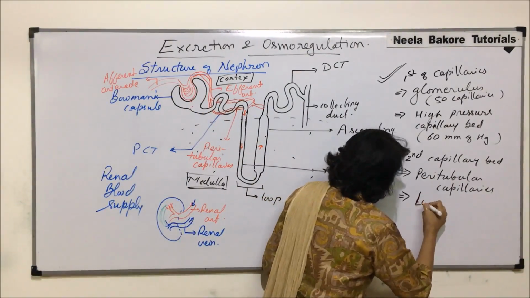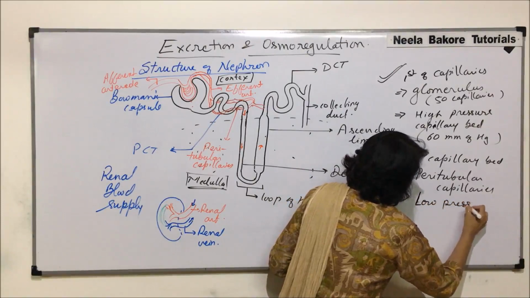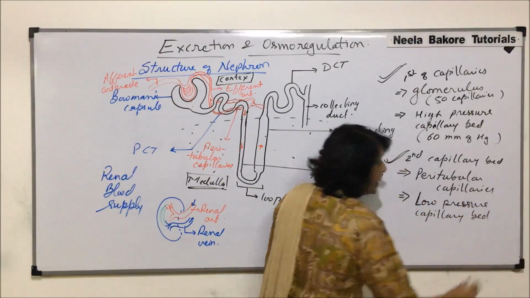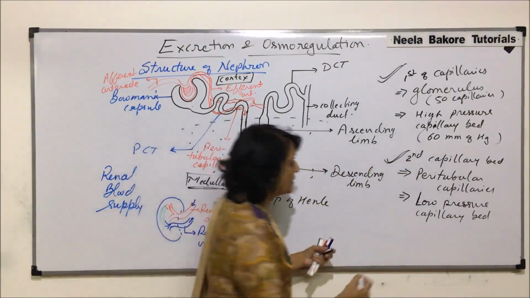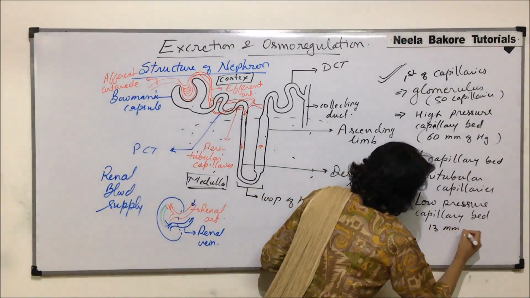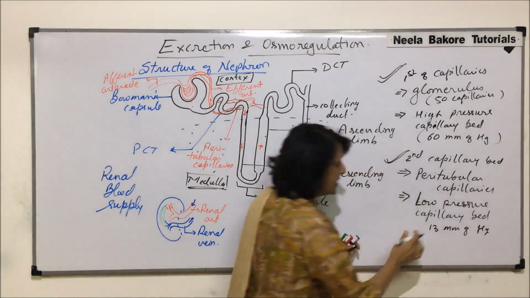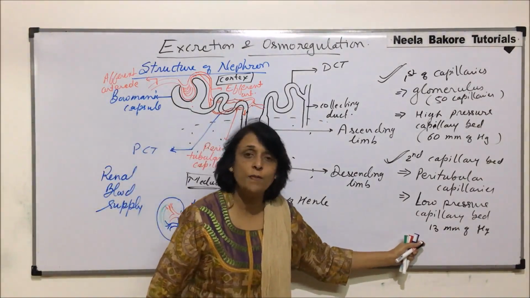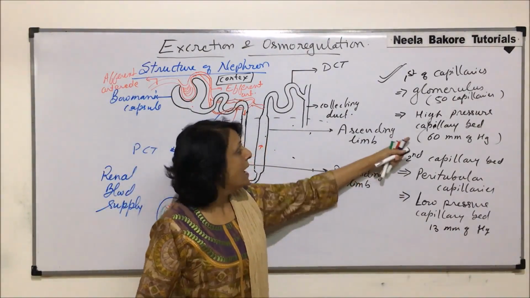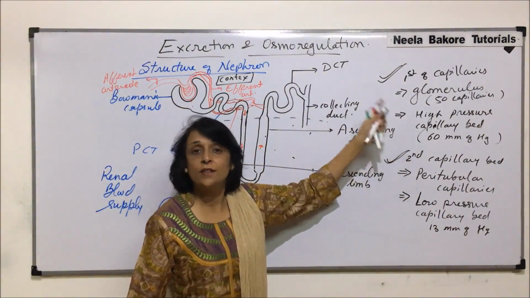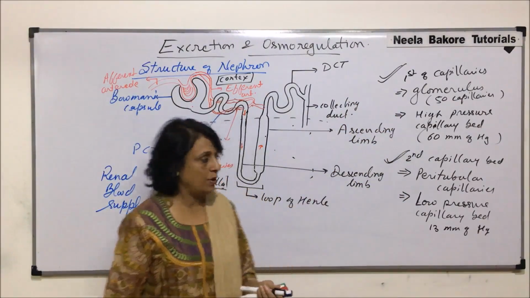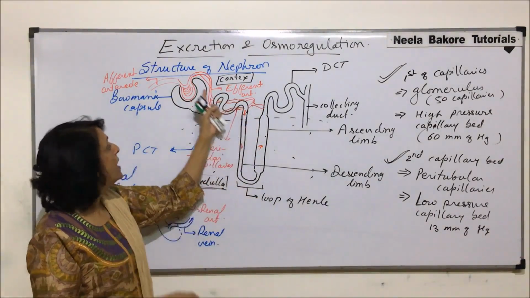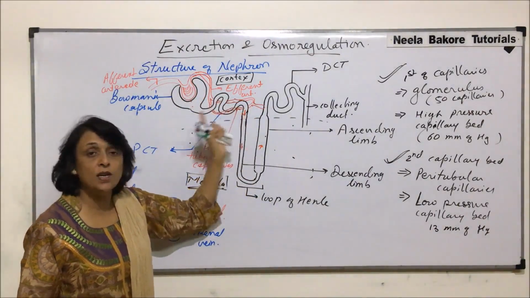So it is known as low pressure capillary bed. And here the pressure is around 13 millimeters of mercury. This number is somewhere written as 10 to 13, so approximately 13 millimeters of mercury. It is much lower as compared to the pressure seen in the first bed, the glomerulus. So here the pressure is more, here the pressure is low.